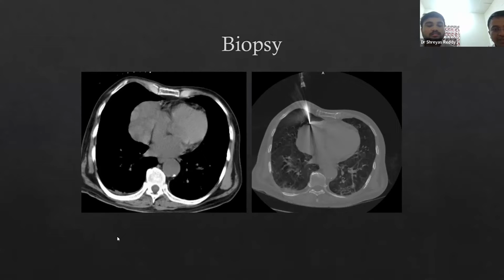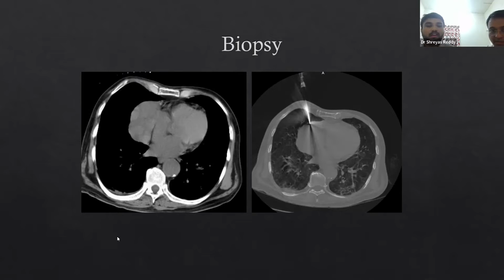So we use a coaxial technique. We will place a coaxial needle first, that is the access needle, into the lesion. And through that coaxial system, we put in the biopsy gun so that we prevent traversing the pleura and the lung parenchyma multiple times, which is the most common cause of pneumothorax in most of the cases.